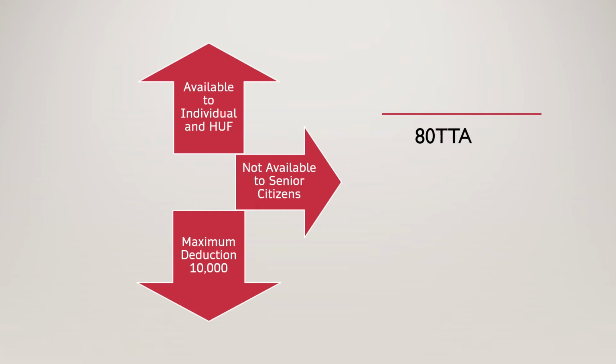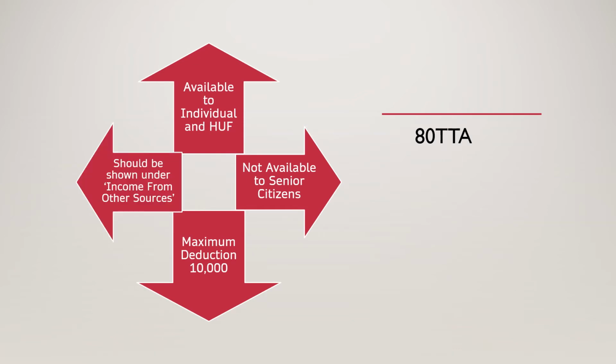For example, if you have a number of accounts in a savings bank in a particular bank, or one account in a bank and another account in a post office, in a consolidated manner the maximum deduction possible is 10,000. Whatever you earn in excess of 10,000 is taxable, and whatever income you are earning from SB account should be shown under the head income from other sources. From that, 10,000 can be taken as deduction under section 80TTA and everything else is taxable according to your slab rates.